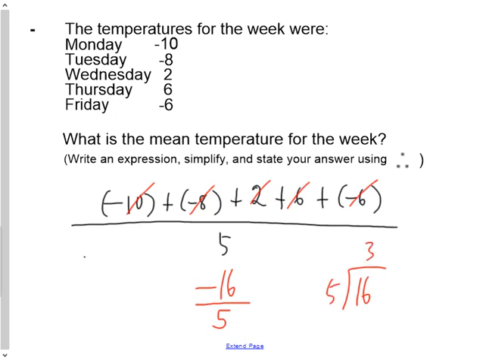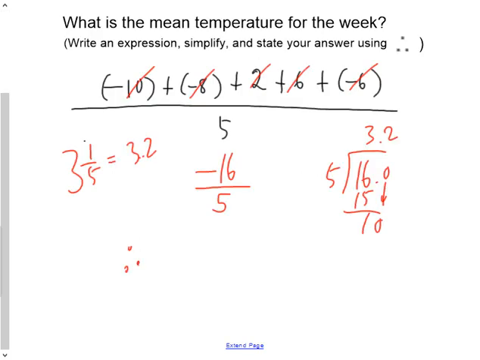Now, some people had a hard time dividing 16 by 5. How many 5s in 16? There's 3. You get 15, remainder 1. Bring down a 0. How many 5s in 10? There's 2. So your answer was 3.2. Alternatively, you could have thought of it as an improper fraction, which would have given you 3 1/5. And 3 1/5 is the same thing as 3.2 as well. So you could have done it either way, division or improper fraction. Either way, therefore, oh yeah, and a negative divided by a positive is a negative. So therefore, -3.2 degrees Celsius was the mean temperature, was the sentence I was looking for.